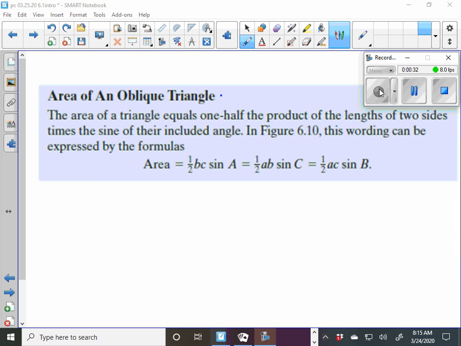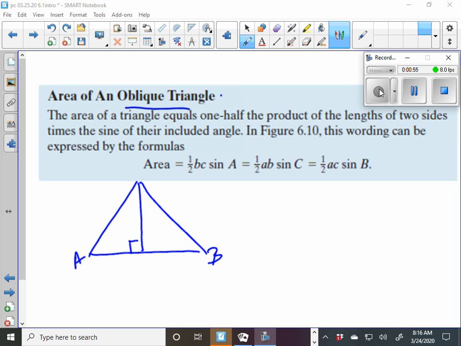So today we're going to find the area of an oblique triangle. Oblique means that we don't have a right triangle, nor do we have the height. Now, the nice part is that with an oblique triangle, we can always draw in the height and go from there. So if we have A and B and C, call that the height, we know that area equals 1/2 base times height.